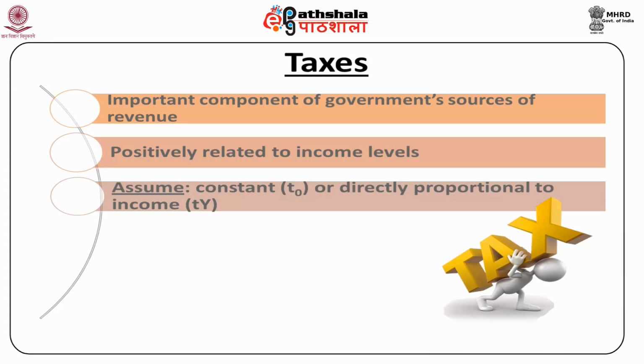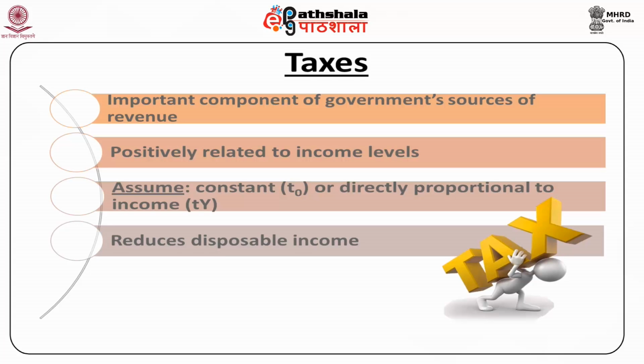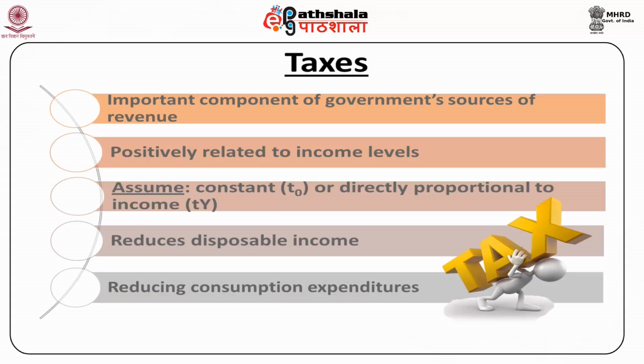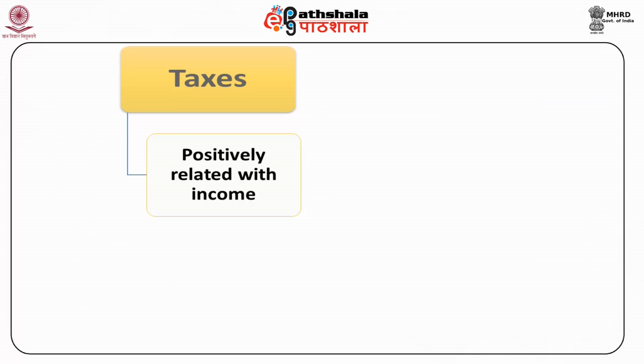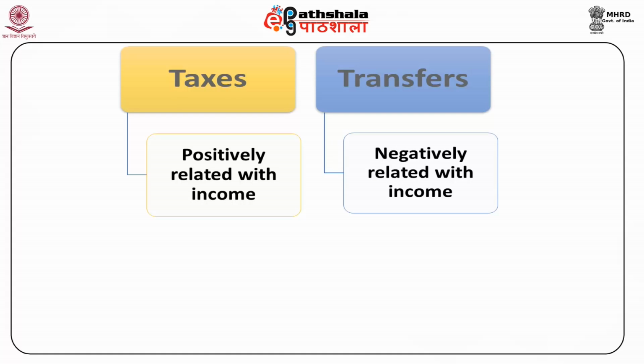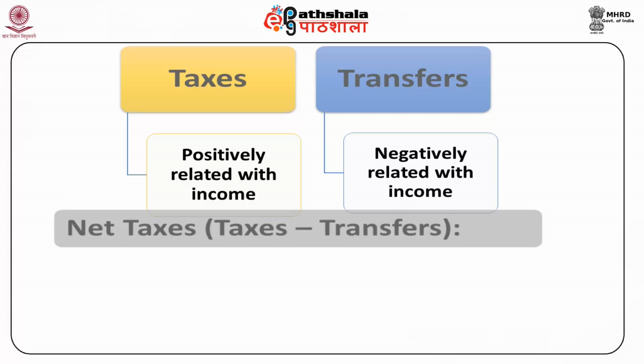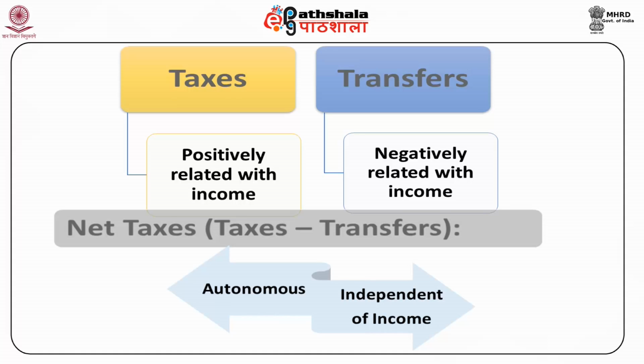Taxes may be assumed as constant, T naught, or directly proportional to income, Ty. Taxation reduces the disposable income of the consumers, reducing their consumption expenditures. Since taxes are positively related with income, while transfers are negatively related with income, it will be assumed initially that net taxes, that is, taxes minus transfers, are autonomous and independent of income. However, in the later module, more realistic assumptions will be made.